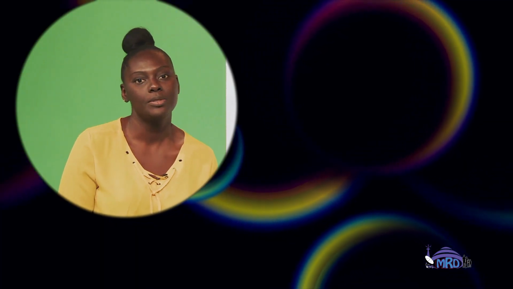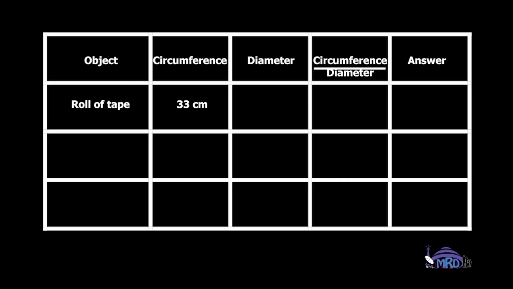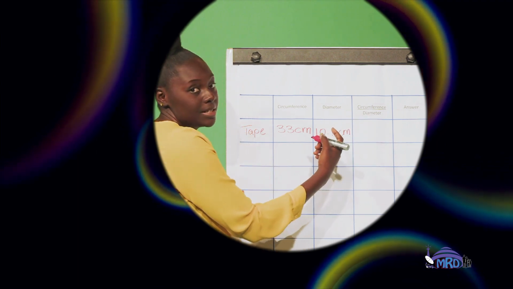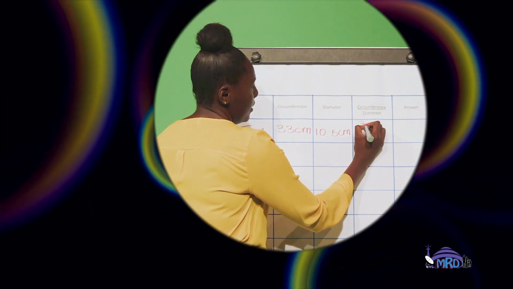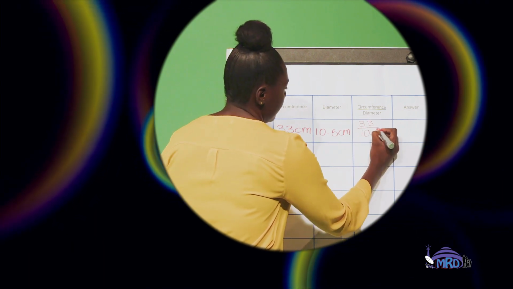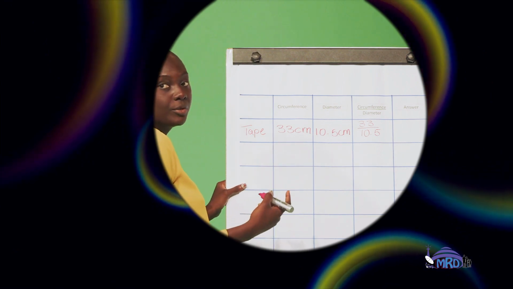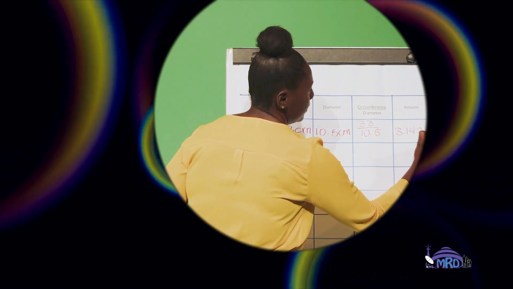By inserting the measurements obtained from the objects into the table, let's determine the ratio of the circumference to the diameter. Our masking tape had a circumference of 33 centimeters and a diameter of 10.5. We will now divide this to get the ratio of the circumference and the diameter. And dividing this should give you 3.142 and so on.